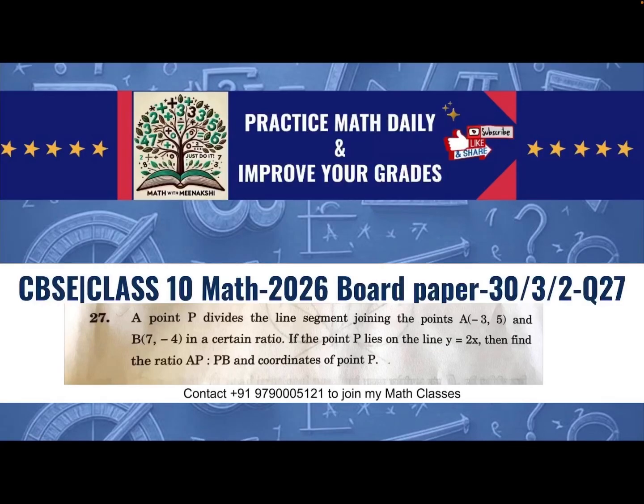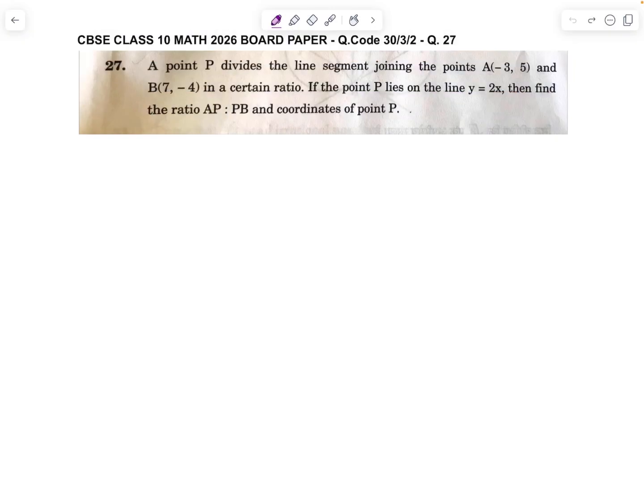Hello all, in this video I am going to solve question number 27 from CBSE class 10 standard math 2026 board paper, and the question paper code is 30/3/2. Question 27 says: a point P divides the line segment joining the points A and B in a certain ratio. If the point P lies on the line y equals 2x, then find the ratio AP is to PB and the coordinates of the point P.